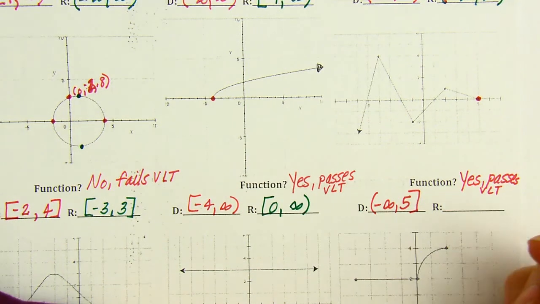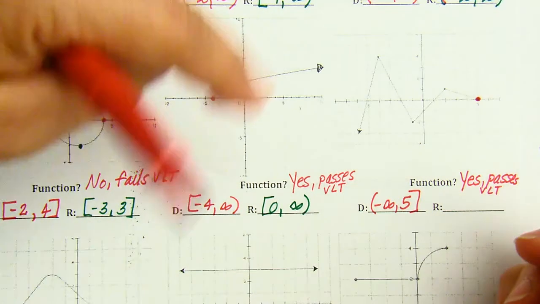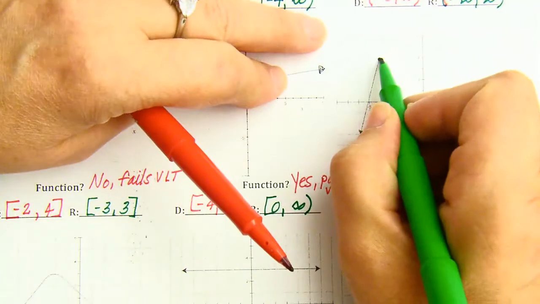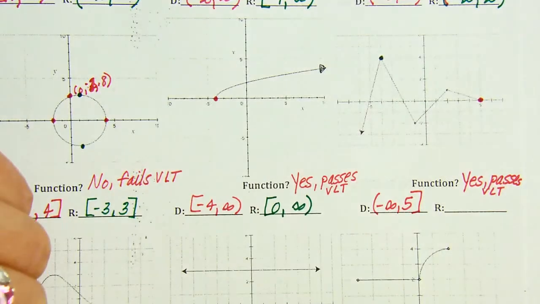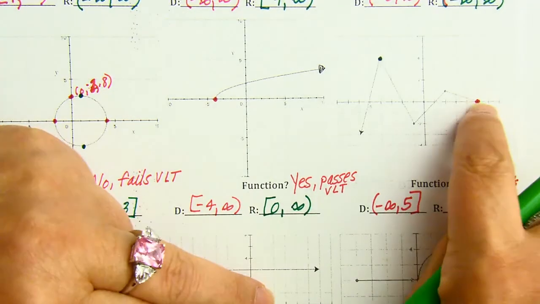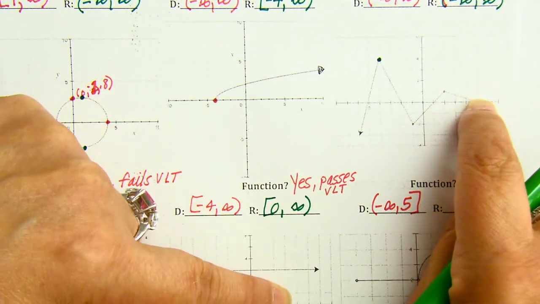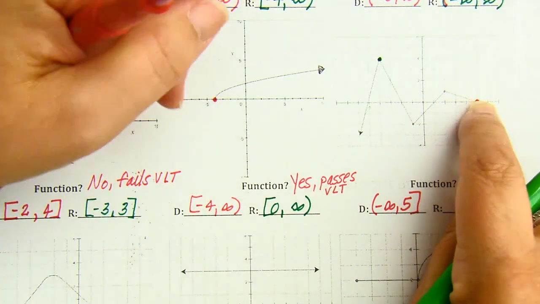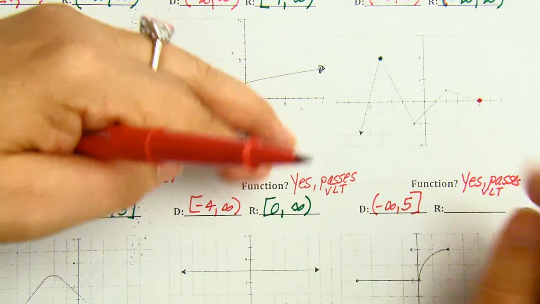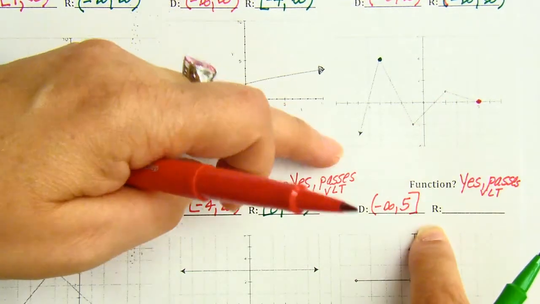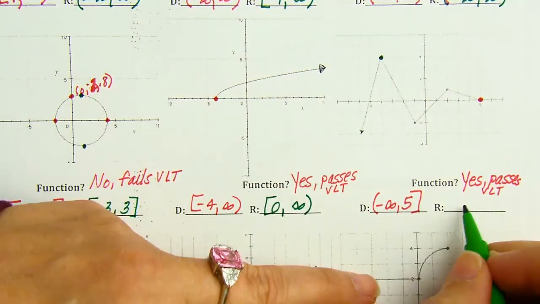My range, I have to ask myself, is there a definitive high or low point? There is a definitive high point right here. Nothing is going to get graphed higher than that. The graph stops here and it keeps going in a downward fashion here. And so what is my range? Well, all of the negatives are going to, and it's not going to stop. All the negatives are going to be on there, so negative infinity.